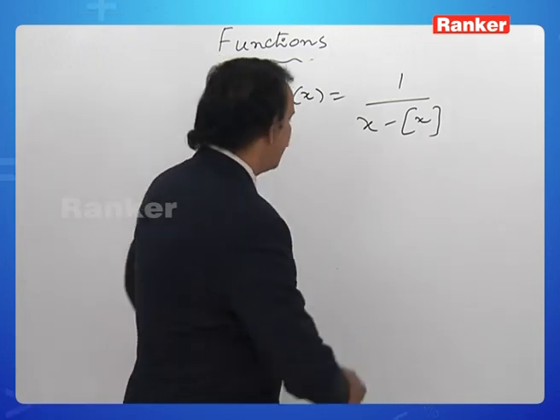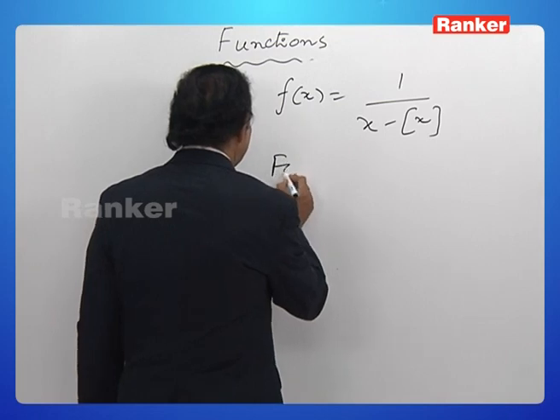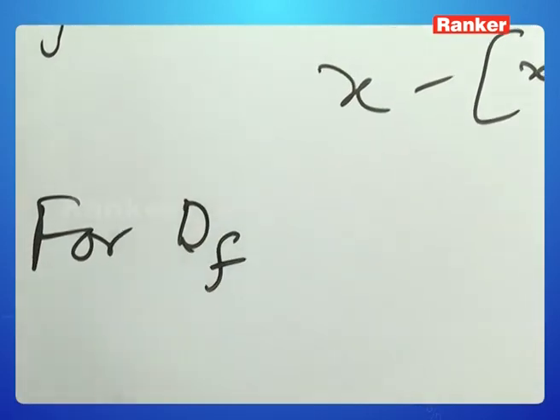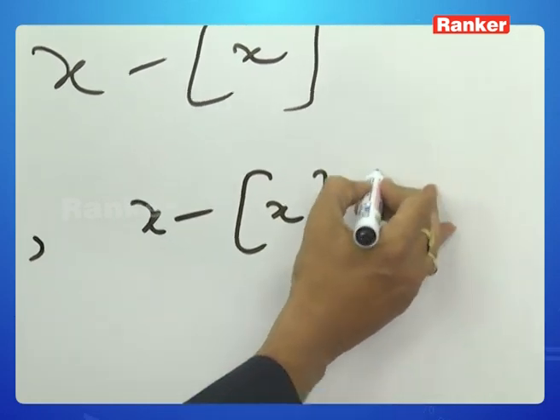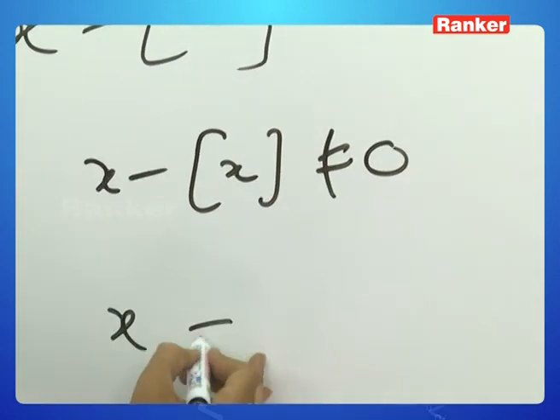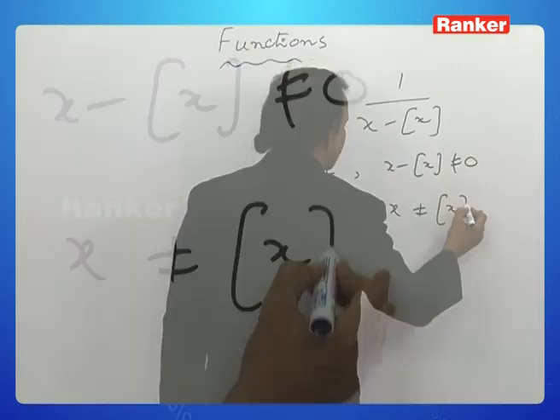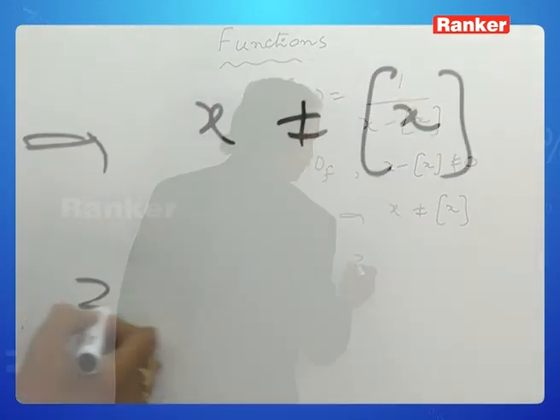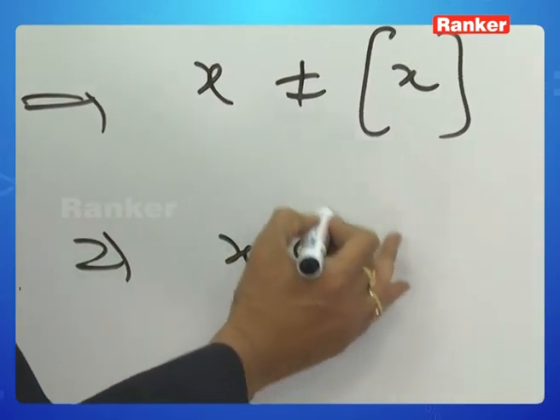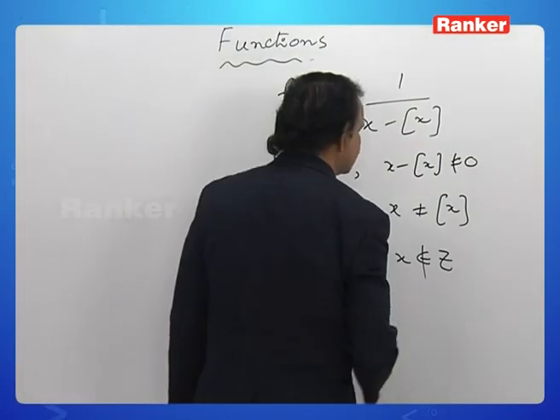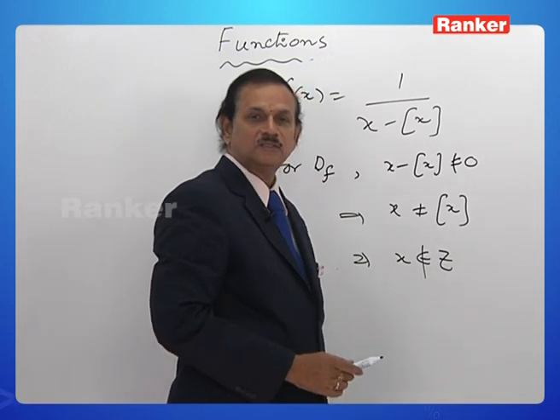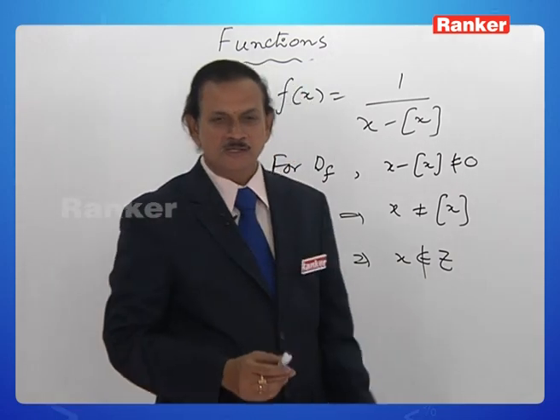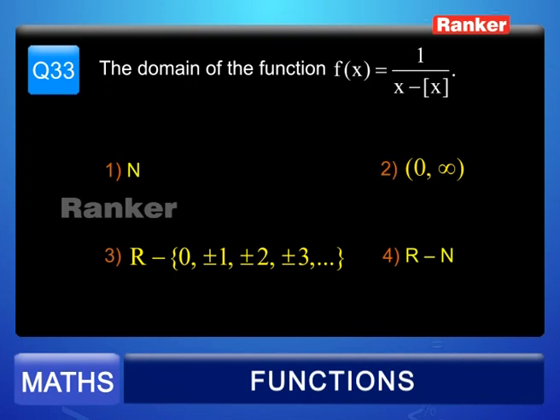So for the domain of f, what should you have? x minus integral part of x not equal to 0. That is, x not equal to integral part of x. That is, x does not belong to Z. That is, x is not an integer. This sense is conveyed among all the options. The third option is the right option in which this sense is conveyed.